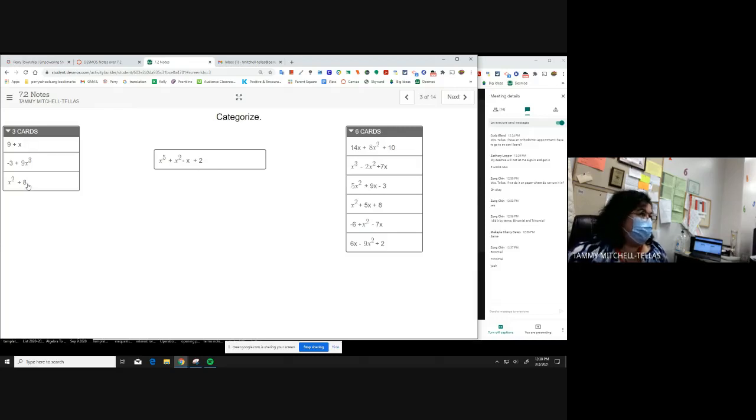So this is binomials because it's two terms. These are trinomials because it's three terms. And these are polynomials because it's four terms. Who did it like that? Nobody here, but people online did that? Okay, is there any other way to do it?